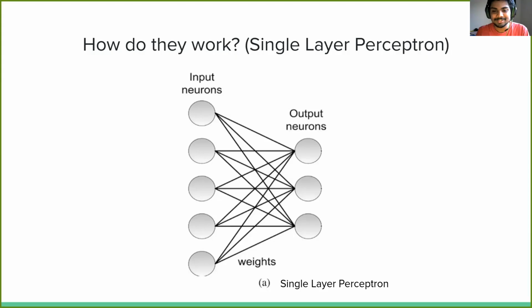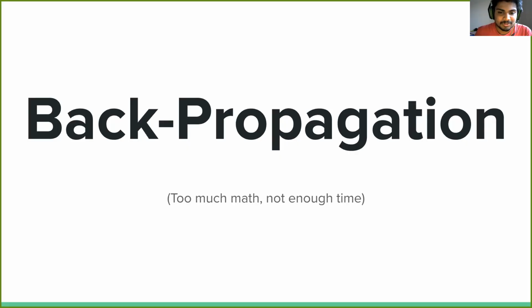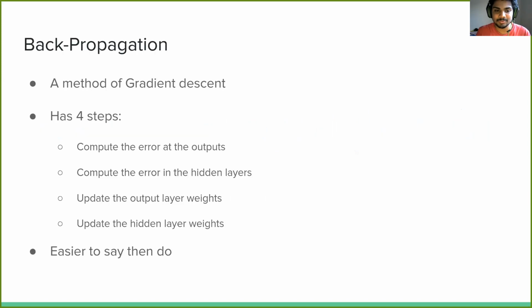So how do they work, right? We can see that you've got inputs, outputs, you've got weights, but how does it all fit together? So there's this technique called back-propagation. Now, the problem with this thing is there's too much math involved. It's very calculus heavy. And we don't have enough time to go through it, so we'll skip the math, but we'll go through the intuition. So it's a method of gradient descent. Now, if you've been to one of our other workshops last semester, we did talk about gradient descent, but I'll briefly go through it again today. So backpropagation has 4 steps.